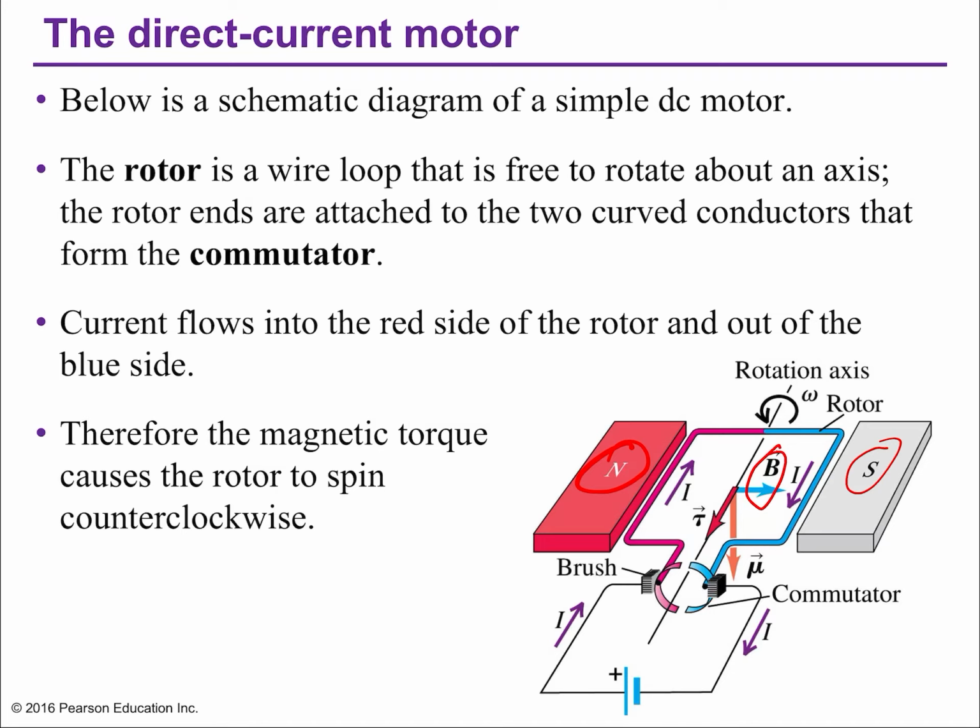So straighten your fingers along the direction of the magnetic dipole moment. Curl your fingers toward the direction of the magnetic field, the blue arrow, in that direction. And your thumb will point along the direction shown by the red arrow, and that will give you tau, the torque. So that will tell you that the loop will rotate in a counterclockwise direction. And that concludes chapter 27.